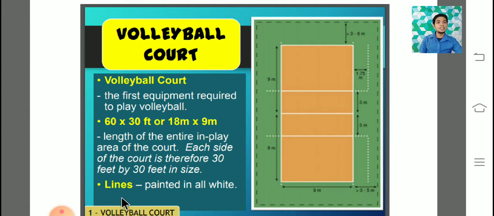Okay, lines. So nakikita niyo yung lines, ayan. So lines is painted in all white. Bakit painted siya ng all white? The reason is para mas mabilis siyang makita ng mga officials natin, referees, liberos, and linemen.